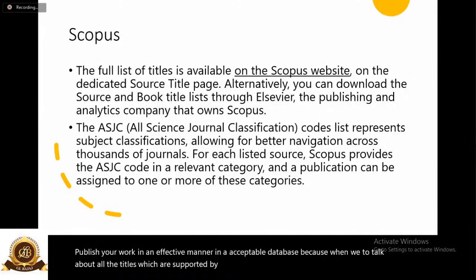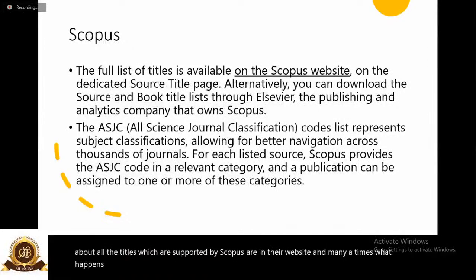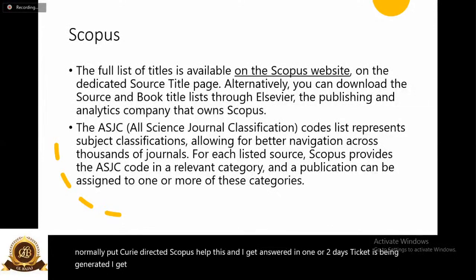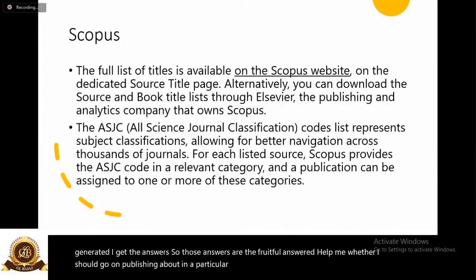Many times some journals are removed, some journals are added, so you have various queries. I normally put the query directly to the Scopus help desk and I get answers in 1 or 2 days. A ticket is generated, and I get the answers. Those answers are fruitful and help me decide whether I should publish in a particular journal or not. So it's now very much easy.